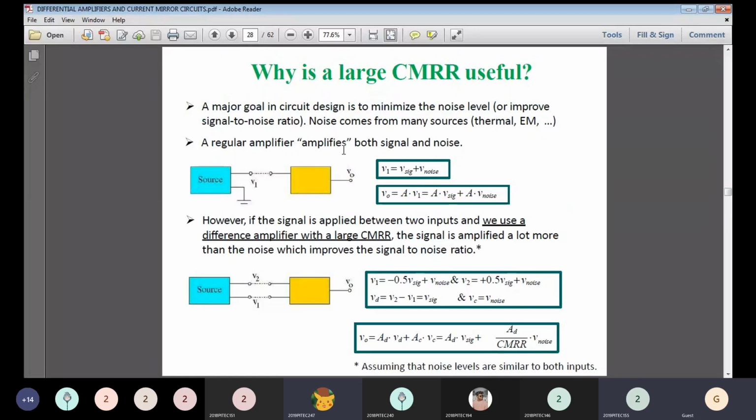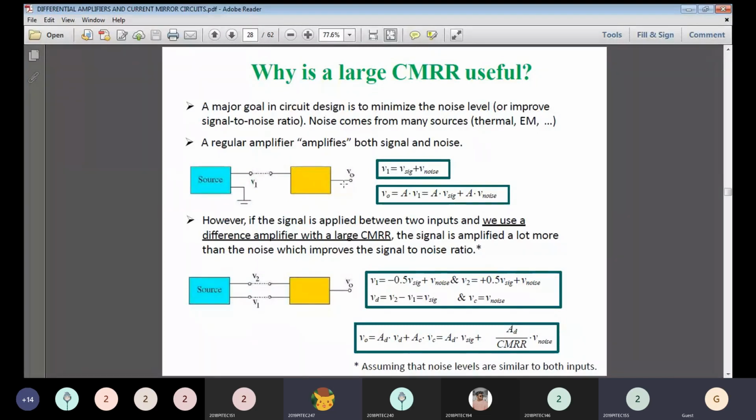So in order to improve the signal to noise ratio, we need to minimize the noise level. What are the things we are going to consider for minimizing the noise level? First is the source. In the source we get an output of V1. That V1 value is given to the amplifier, which is a differential amplifier, and it produces the output voltage V0.